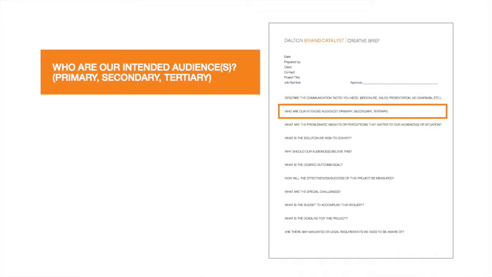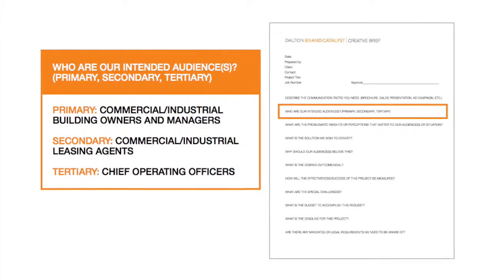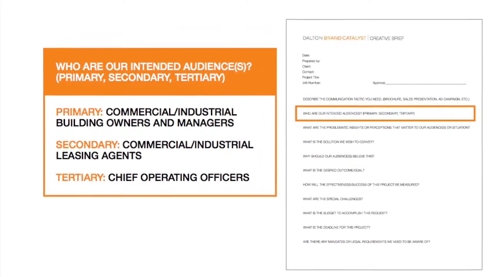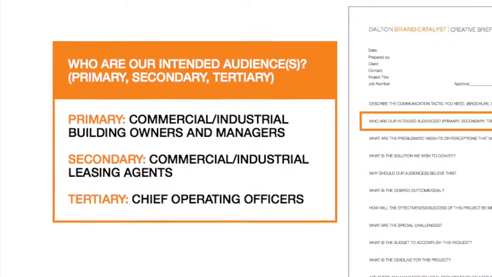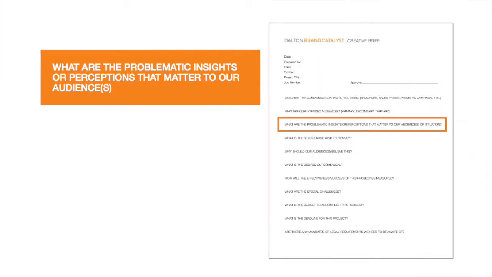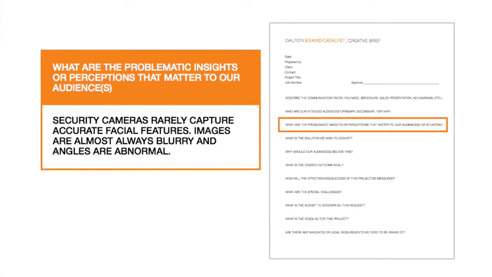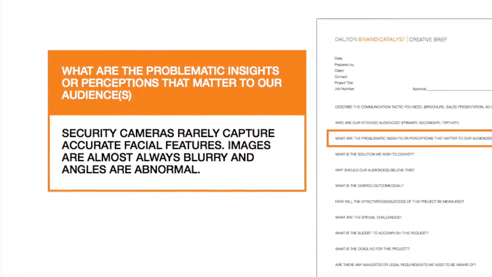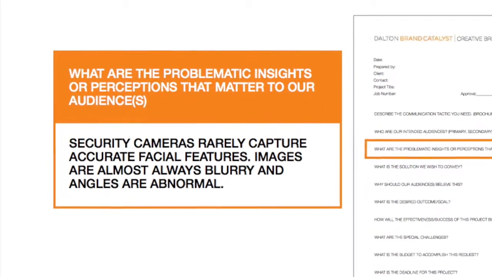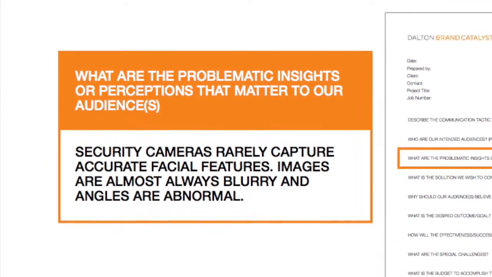Next, who are our intended audiences? In this case, we'll say there are 3 different trade show audiences. Make sure you understand the mindset of each audience to determine if any of the tactics need to be adjusted to address their unique needs. Next question. What are the problematic insights or perceptions that matter to our audiences? In other words, what's wrong? The answer: security cameras rarely capture accurate facial features. Images are almost always blurry, and angles are abnormal.